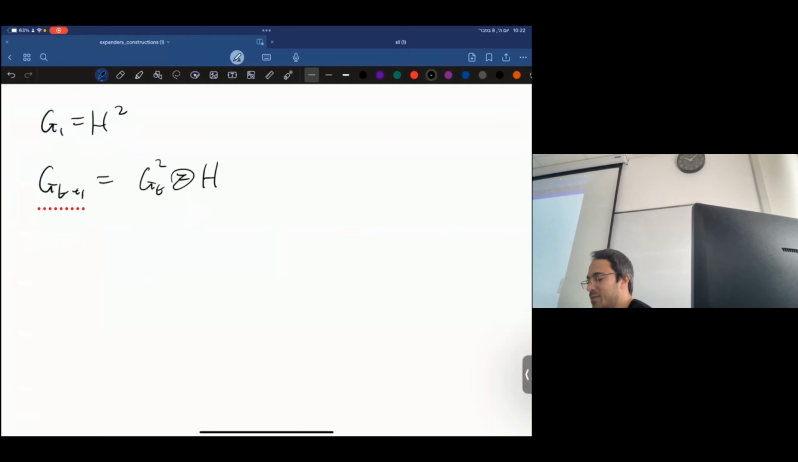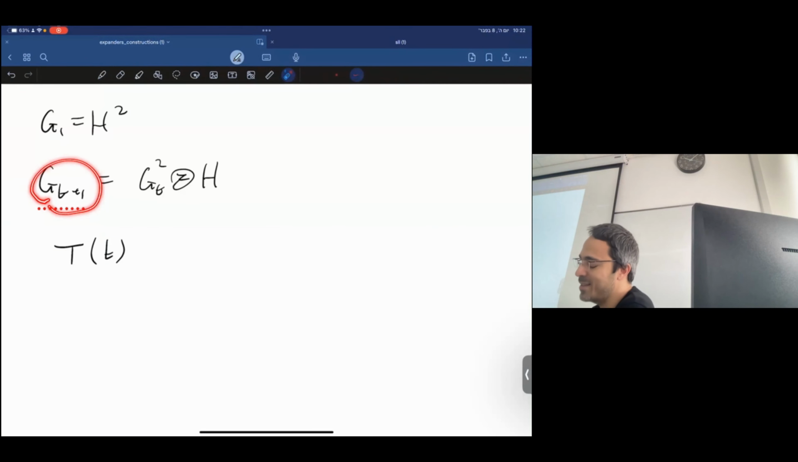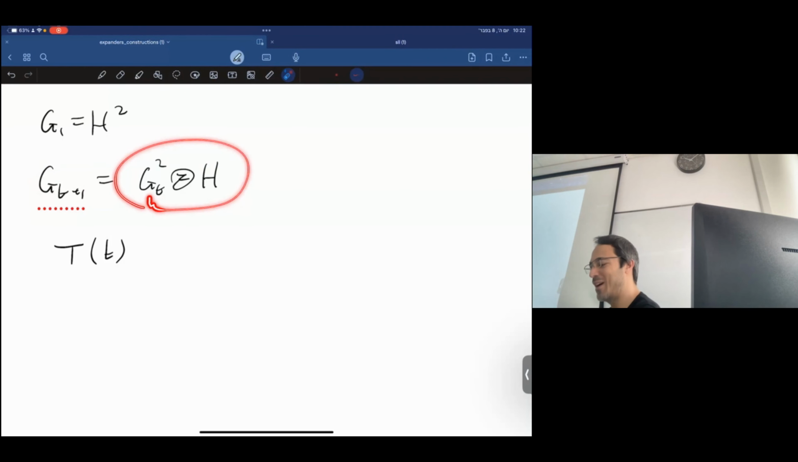So say I want to compute the neighbor. So I'm computing the rotation map, the neighbor of a given vertex, right? And let's denote by T(t) the running time it will take me to actually do that. t is the index of the graph in the family. So in order to access G_{t+1}, we need to do these things, right? We have two calls to G_t because of G_t squared. So we're given a and b, and we need to run this twice.